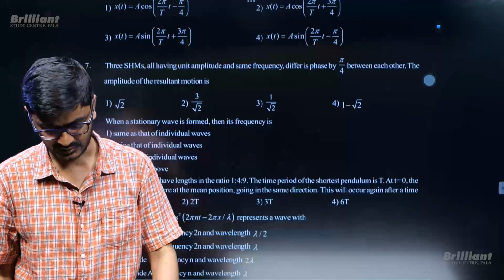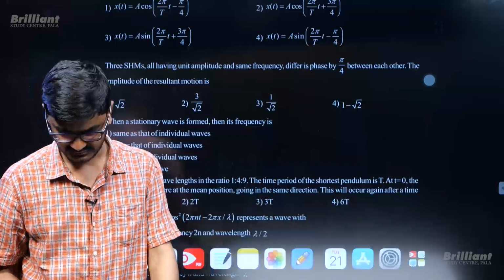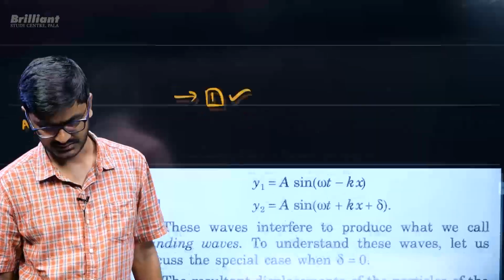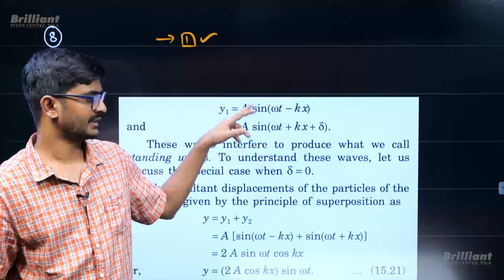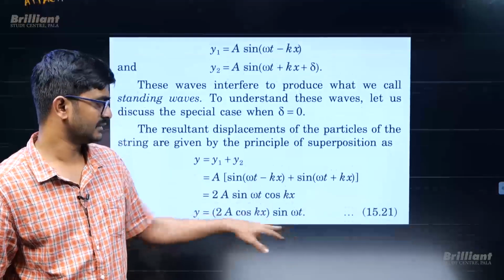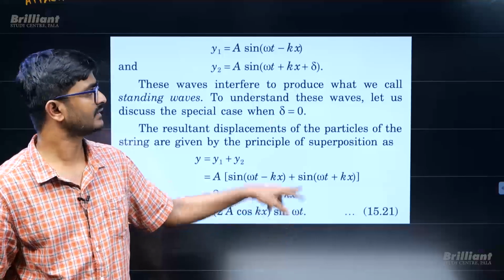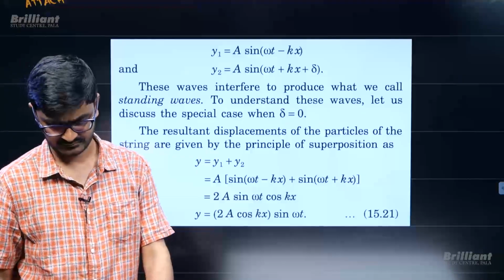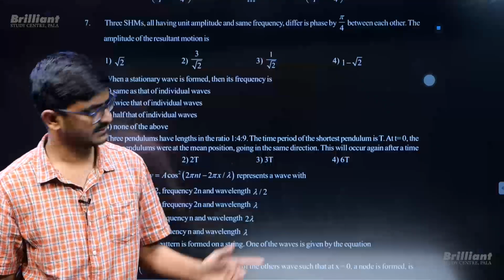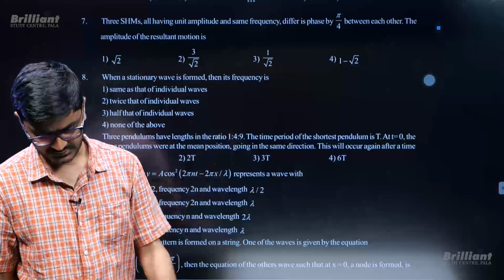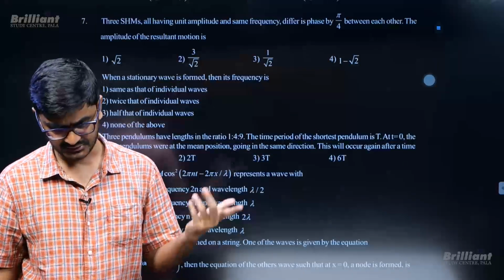When a stationary wave is formed, you people must be knowing its frequency. One wave is moving in the forward direction, one wave moving in the backward direction. When they combine, you still get the standing wave with the same frequency, same as the individual waves.